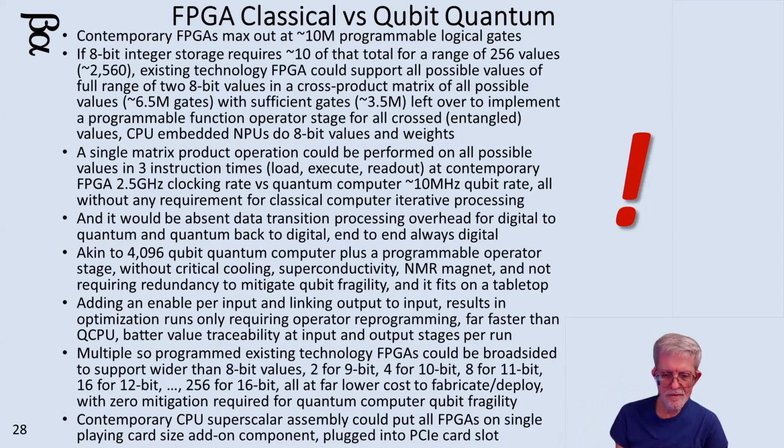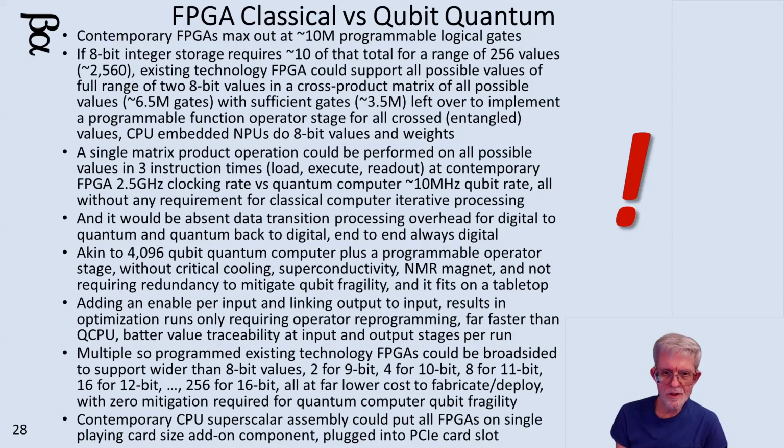The conversions for quantum, from digital to quantum and quantum to digital would not exist anymore because the values are all there and they're all digital. So it's like having a 4096 qubit quantum computer plus all of the operator capability without all the critical computing, critical, 0 Kelvin cooling, the superconductivity, the MRI magnets, and not needing additional qubits for redundancy due to the fragility of it all. And I could make a regular computer with an FPGA that fits on my desktop.